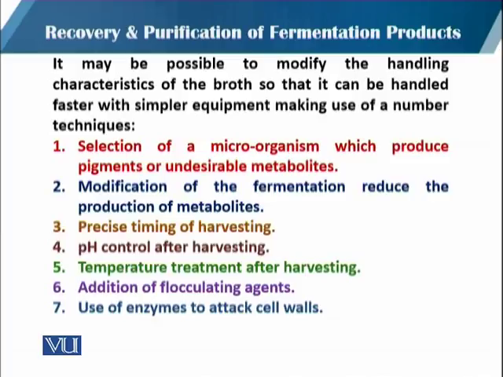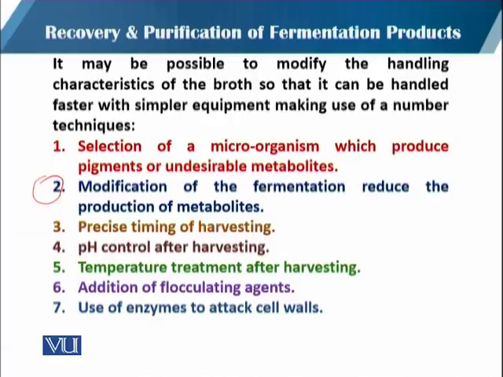The first technique is the selection of a microorganism which does not produce pigment or undesirable metabolites. The second is the modification of the fermentation to reduce the production of what we call unwanted metabolites. The third is having precise timing of harvesting. If there is a little bit of inaccuracy, then there can be an addition of unwanted metabolites.